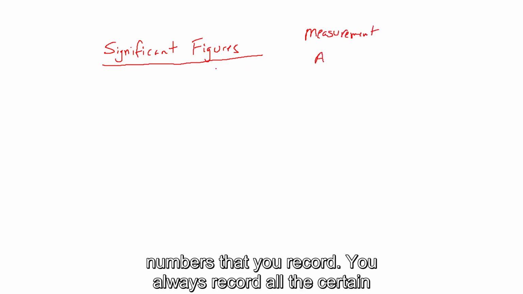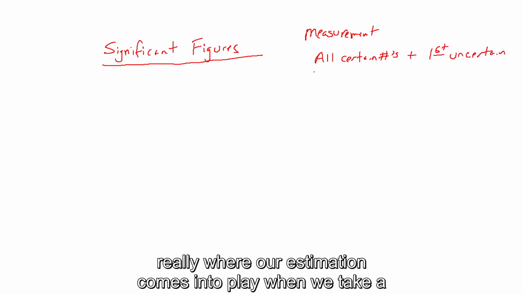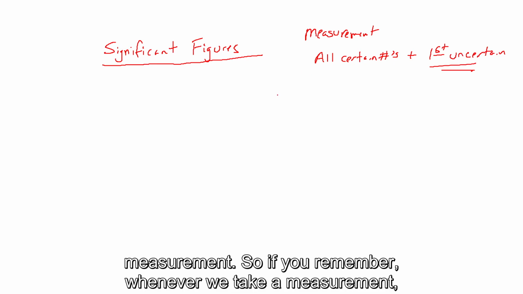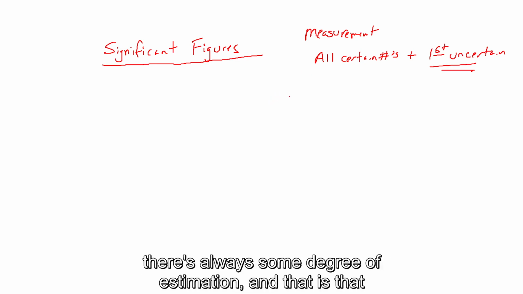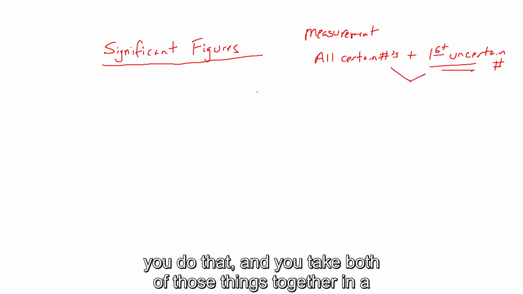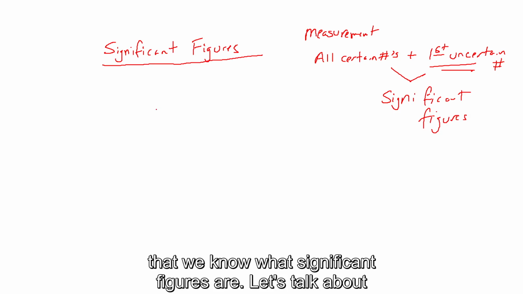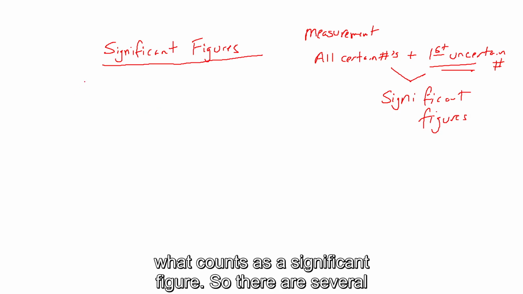You always record all the certain numbers plus the first uncertain number. And that is really where our estimation comes into play when we take a measurement. So if you remember, whenever we take a measurement, there's always some degree of estimation, and that is that first uncertain number basically that we record. When you take both of those things together in a measurement, those are your significant figures. Now that we know what significant figures are, let's talk about what counts as a significant figure.